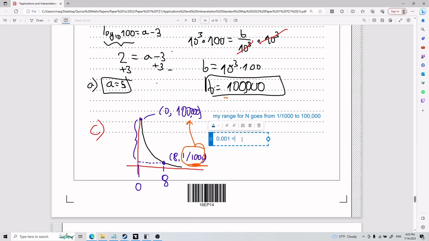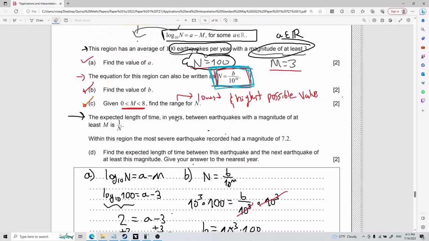So my n goes from 0.001 up until 100,000. That is another way you can write your answer. So that would be for part C.